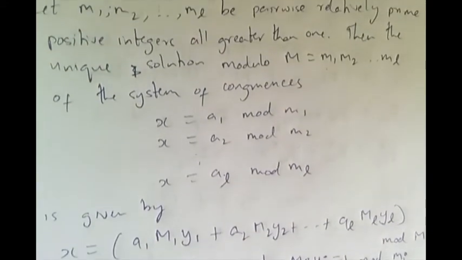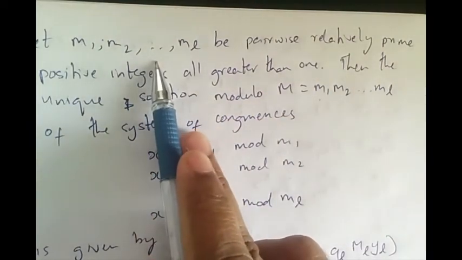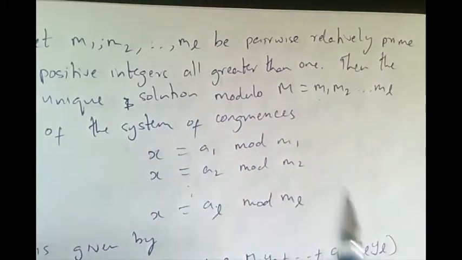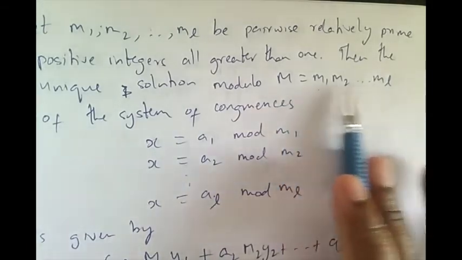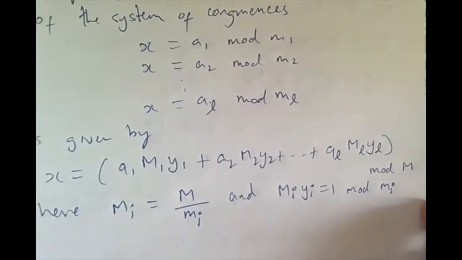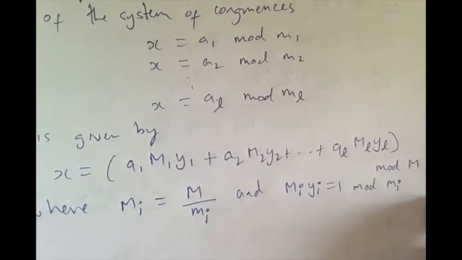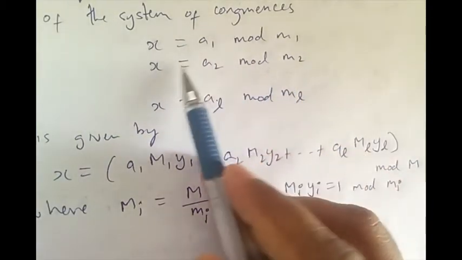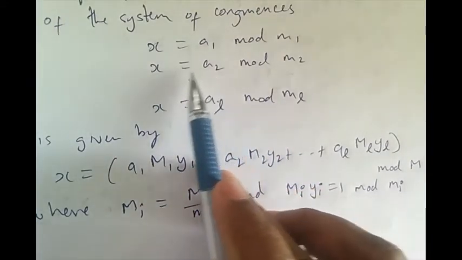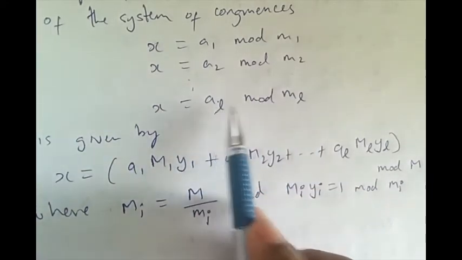So what is the statement again? Let's just go over it. You have some pairwise relatively prime positive integers, all greater than 1. So the GCD of small mi and small mj is 1 for all i not equal to j. Then the unique solution modulo the product of all these integers of some system of congruences. So what is the system of congruences? I want x such that x is congruent to a1 mod m1, x is congruent to a2 mod m2, x is congruent to al mod ml.